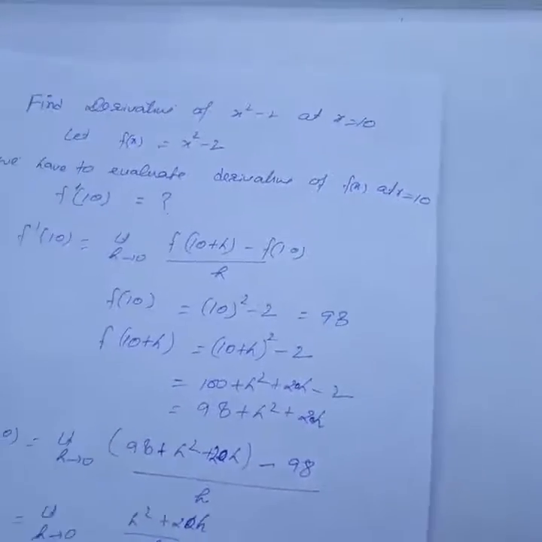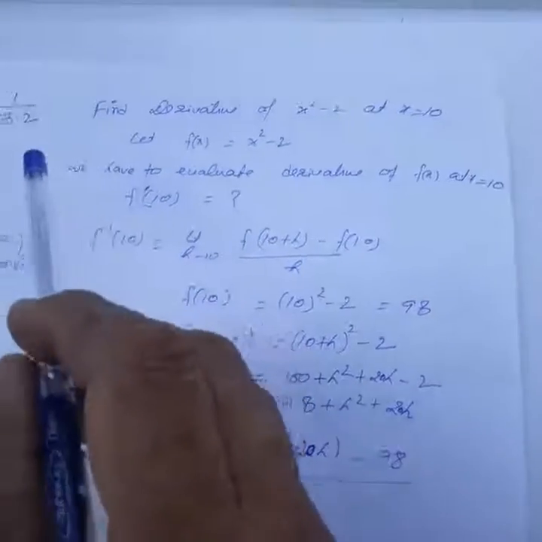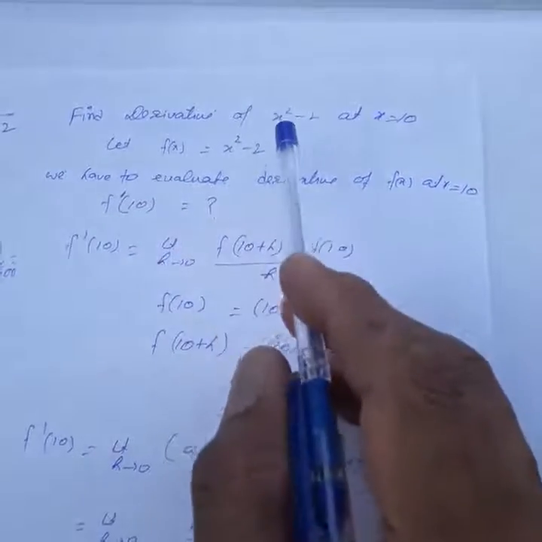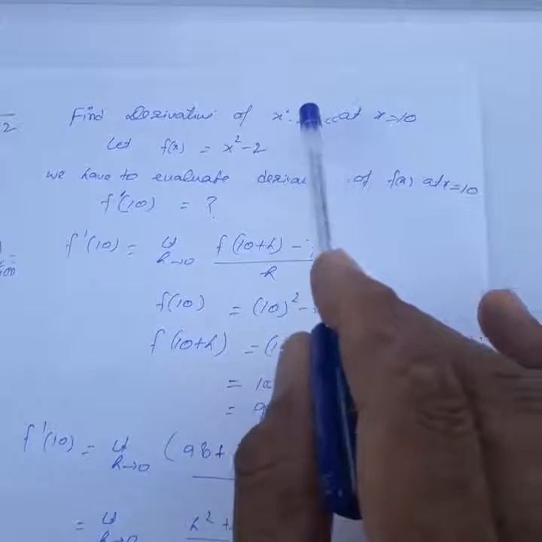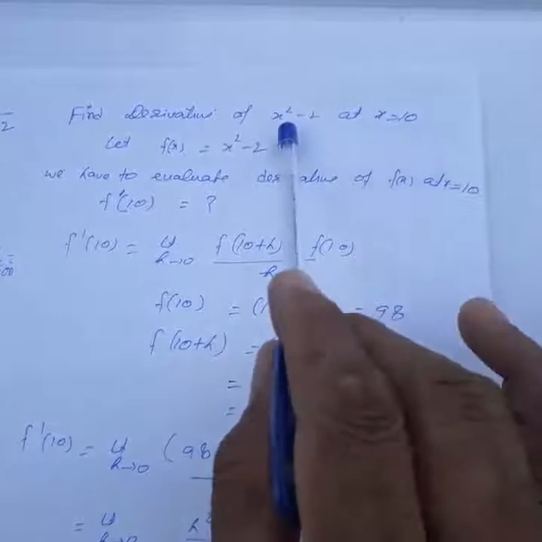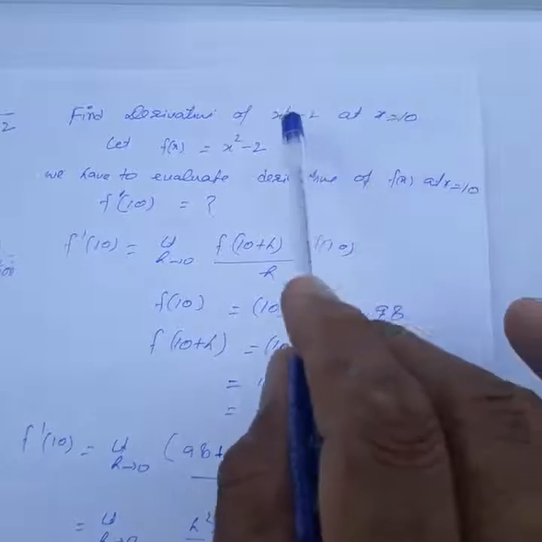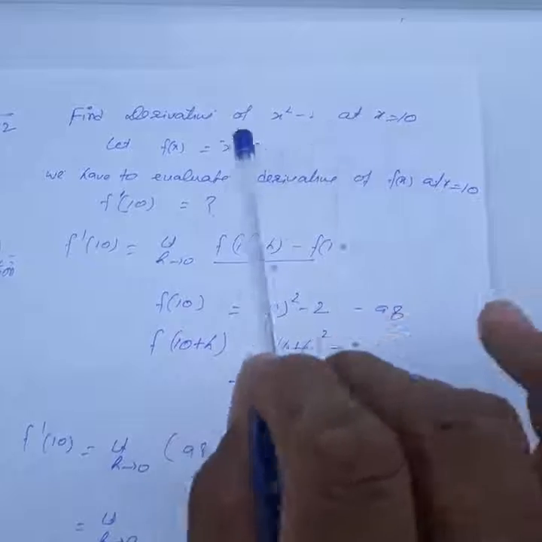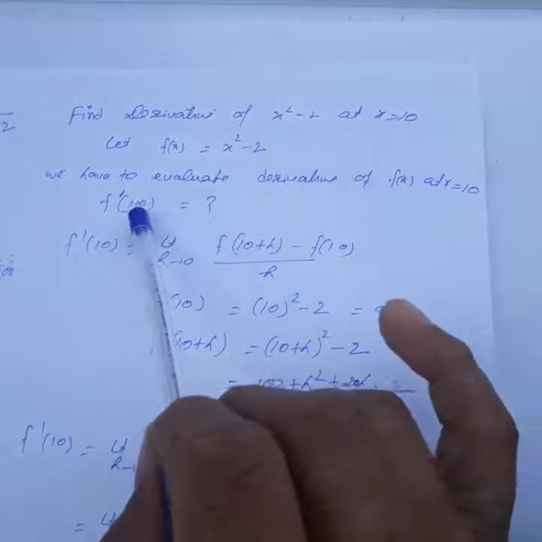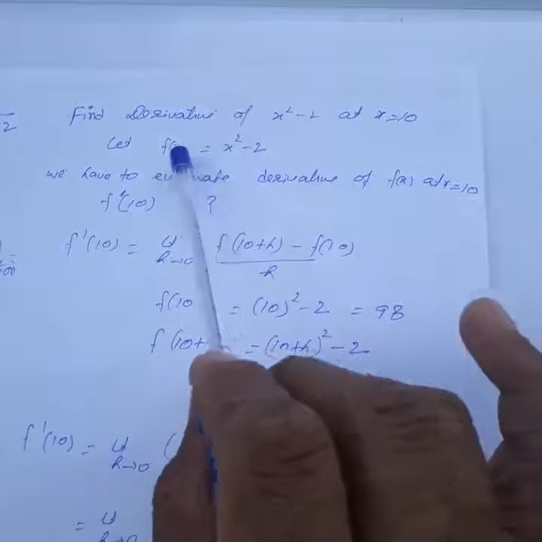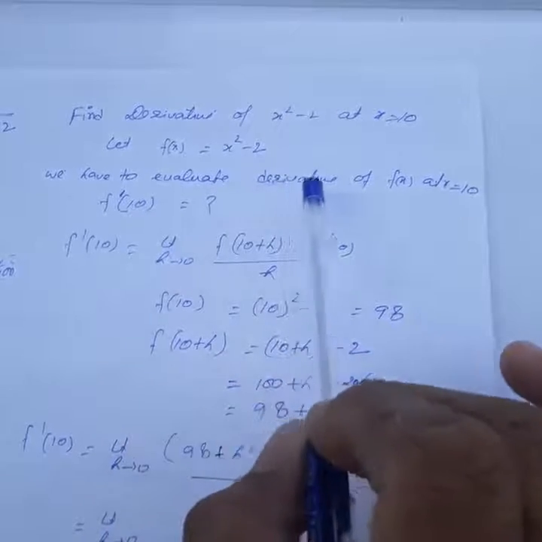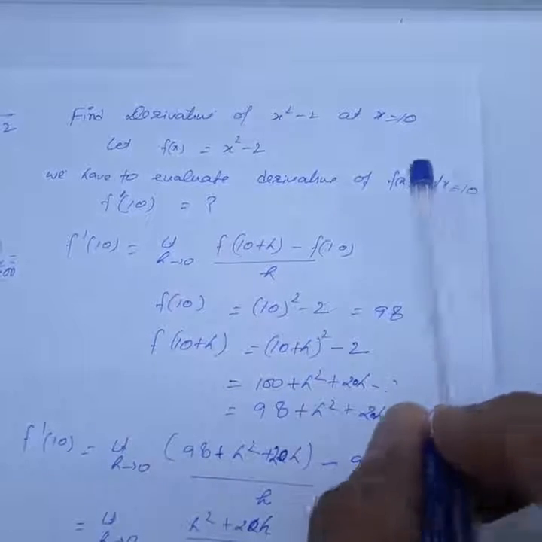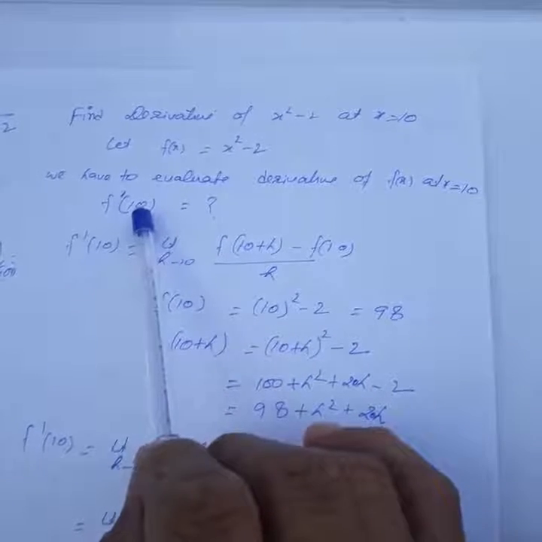Now some questions of the exercise. Find the derivative of x^2 minus 2 at x equal to 10. This is a derivative at a particular point. This is not a general derivative. So f dash a you have to evaluate. Here a is 10, so f dash 10 you have to evaluate. So the derivative of f(x), where f(x) is x^2 minus 2, evaluated at x equal to 10. It means f dash 10 will be evaluated.